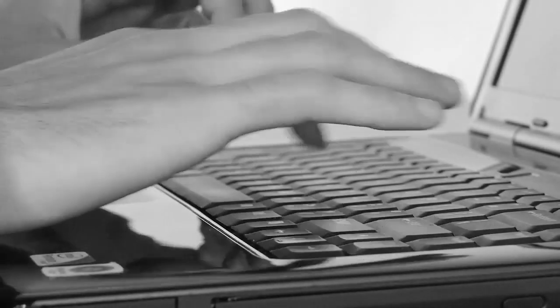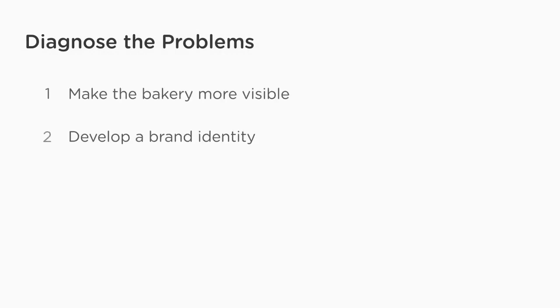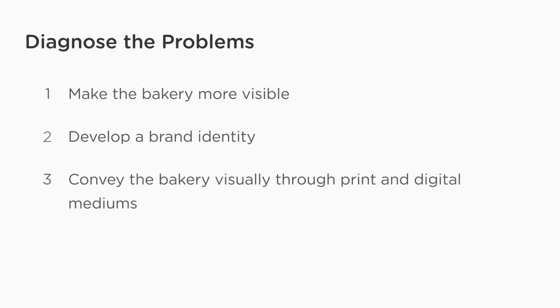So Jack then begins to diagnose the problems. Well, the first problem was it was hard to find, so he needs to then make the bakery visible. Second, perhaps create a brand identity for the bakery. And third, he needs to convey the bakery visually through print and digital mediums. Jack is now ready to move on to his next step, the planning stage.